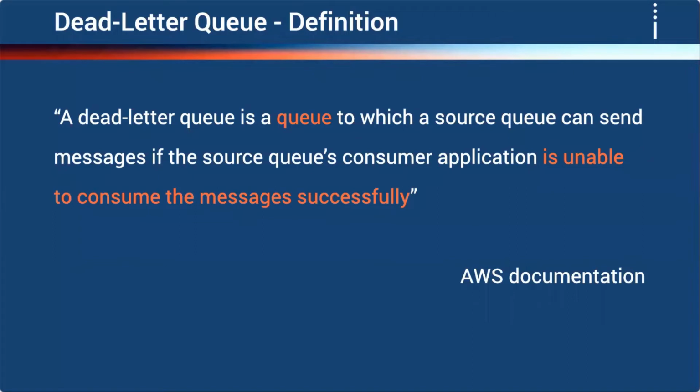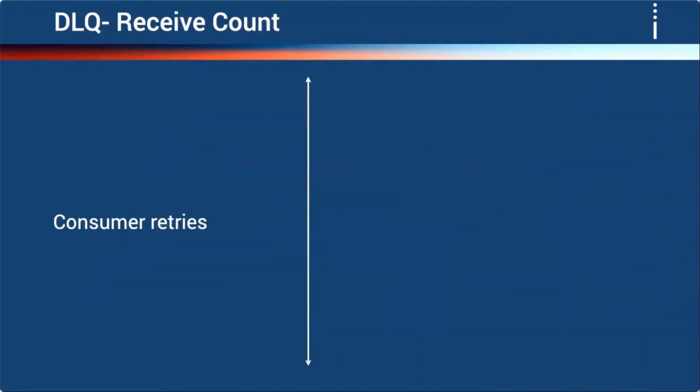Configuring a DLQ ensures that unprocessed messages will not remain in the queue and no messages will be lost during communication between services. When configuring a DLQ, it is imperative to specify the conditions under which the source queue moves messages to the DLQ. How many times will the consumer attempt to process the message before stopping? In other words, what is the queue's receive count?